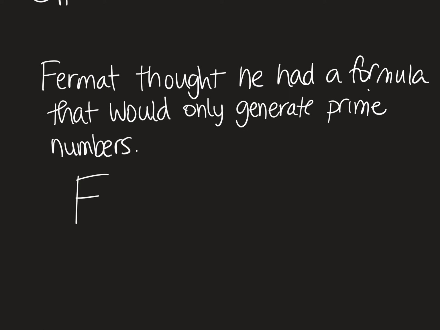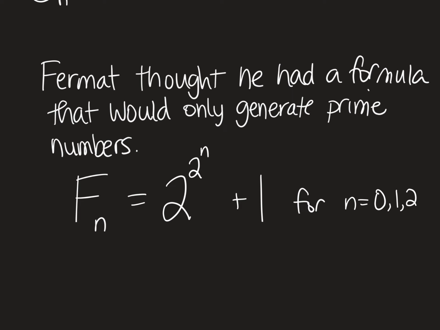So we'll call it F for Fermat. F sub n is 2, get ready for this, to the 2 to the n power, plus 1, for n equal to 0, 1, 2, and so on. So our n values have to be integer values, including 0. So greater than or equal to 0, integer values only. So let's try computing a few of these.